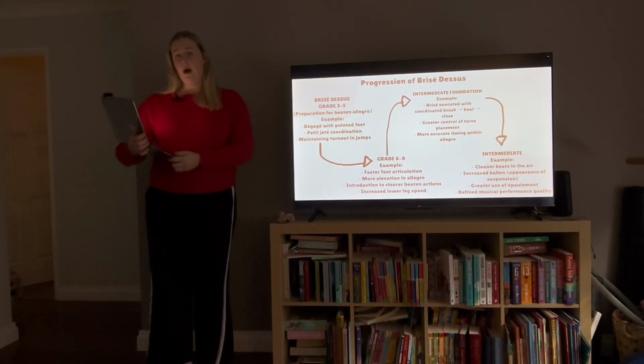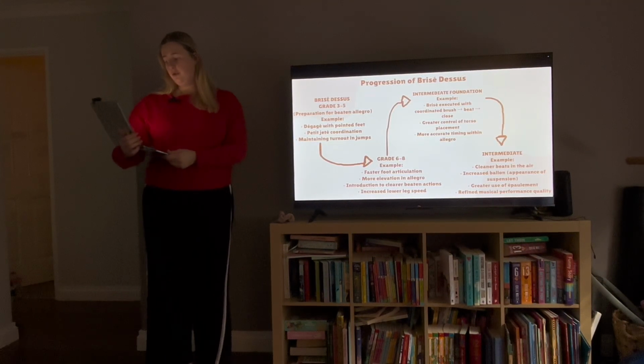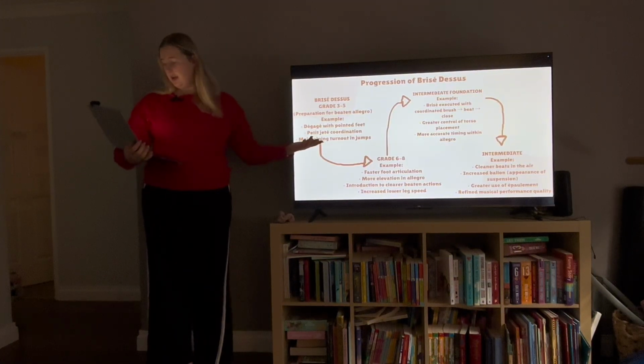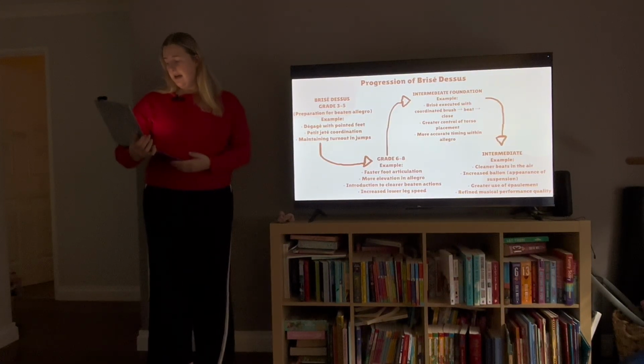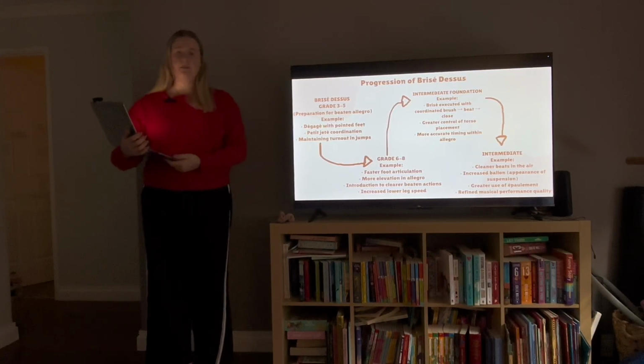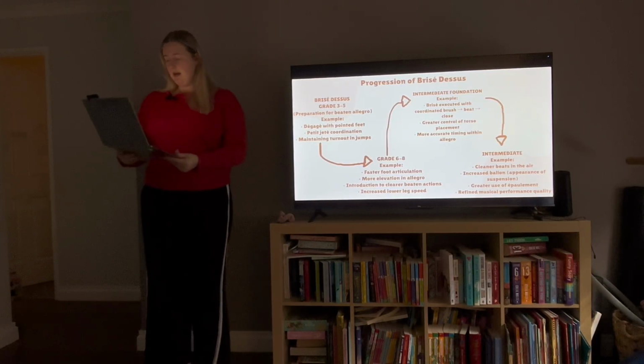This requires greater placement of the torso and more accurate timing within the allegro, which the teacher should be demonstrating. Then we see the intermediate student in the video who had cleaner beats in the air, increased suspension in the air, greater use of epaulement, and refined musicality and performance qualities.